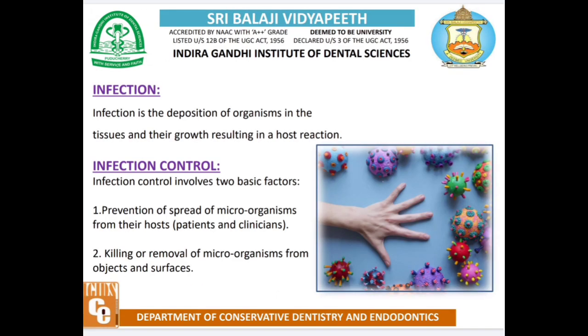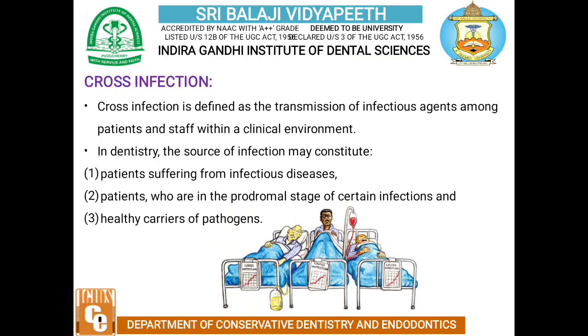What is infection and infection control? Infection is the deposition of organisms in the tissues and their growth resulting in a host reaction, whereas infection control is a prevention of spread of microorganisms from their hosts or killing or removal of microorganisms from objects and surfaces. Transmission of infectious agents among patients and staff within a clinical environment is known as cross infection.